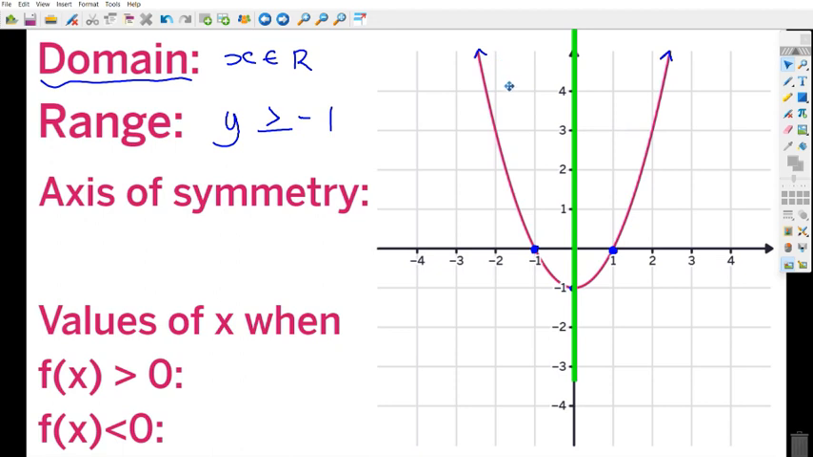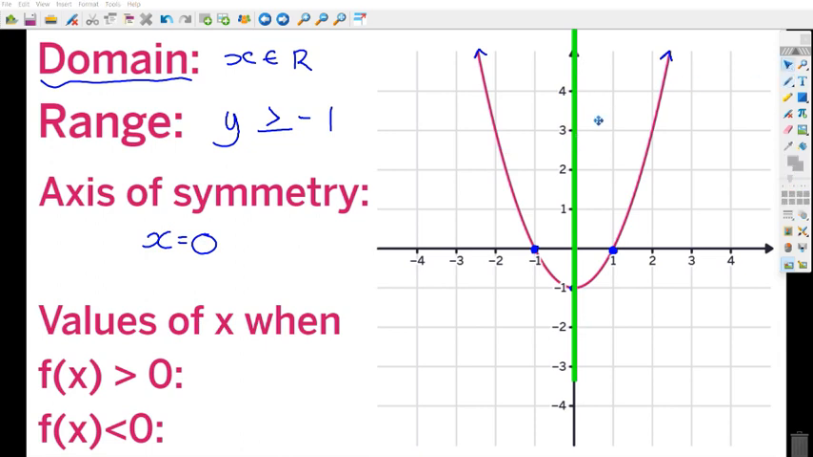So what is the equation of this line where this happens? On this line, the graph is symmetrical. So what is the equation of this green line over here? x is equal to 0.